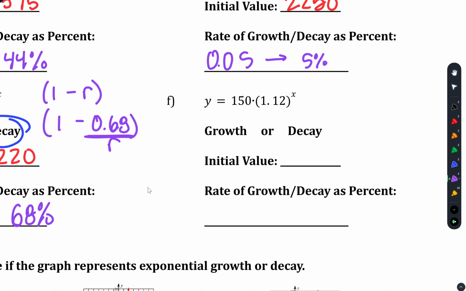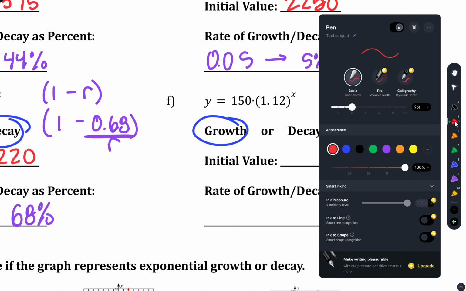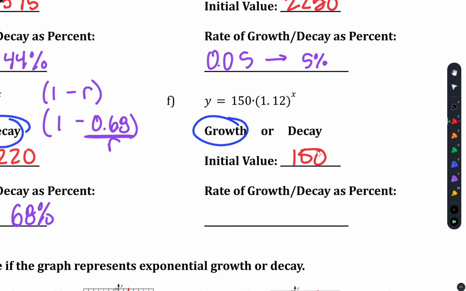Okay, last one. F, growth or decay? Initial value. And then what's my rate? 12%. Again, paying attention. 1 plus 0.12. My R value should be 0.12. I'm not going to say you should never have a number higher than 100% because you might. Your growth/decay factor might be like 2.03 and then you've got 103%. That's okay. But we got to pay attention. We're adding that 1 to it.